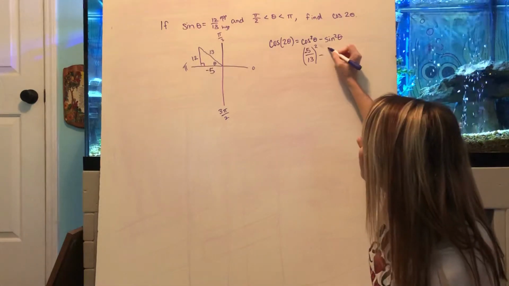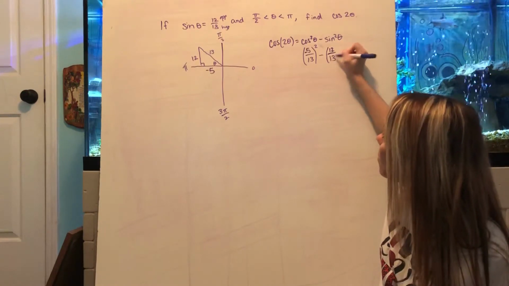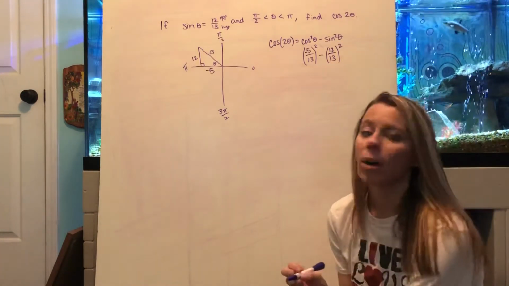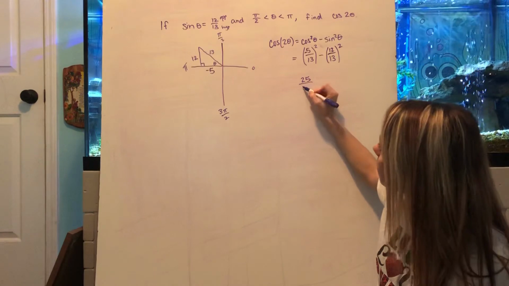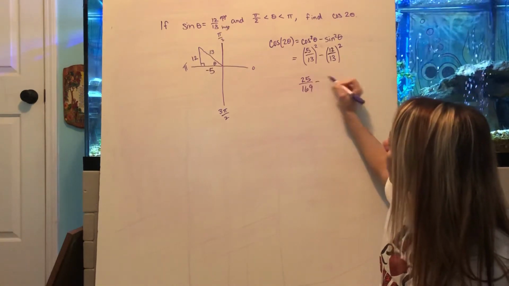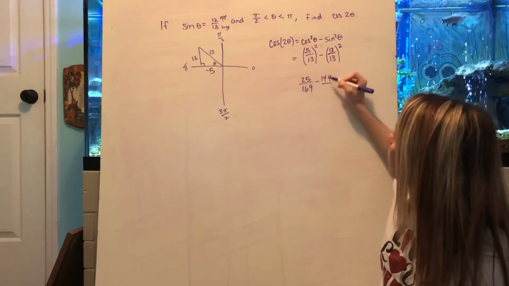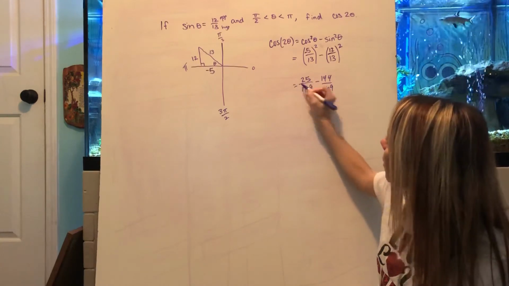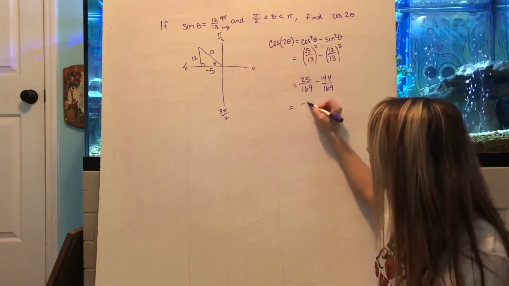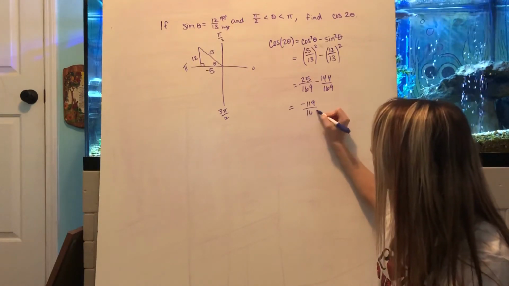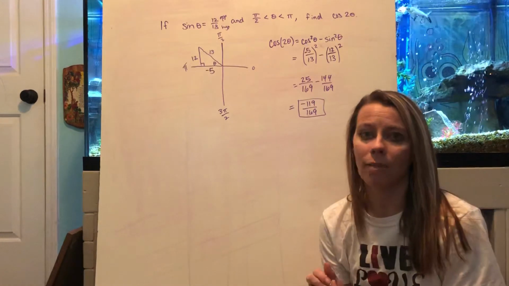And then I have minus sine, which is opposite over hypotenuse. So 12 over 13 squared. Now I'm going to go ahead and square both of them. 5 squared is 25. 13 squared is 169. 12 squared is 144. And then 13 squared is 169. Okay, so then we have 25 minus 144 is negative 119 over 169. And I'm done. And that was the easiest way to solve that problem.